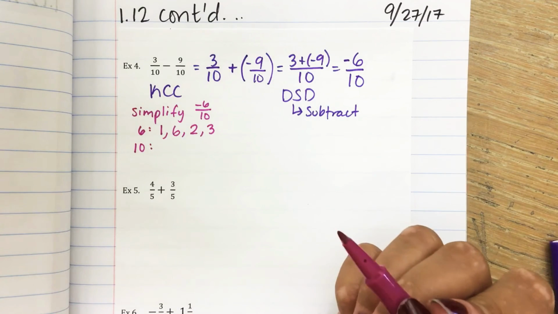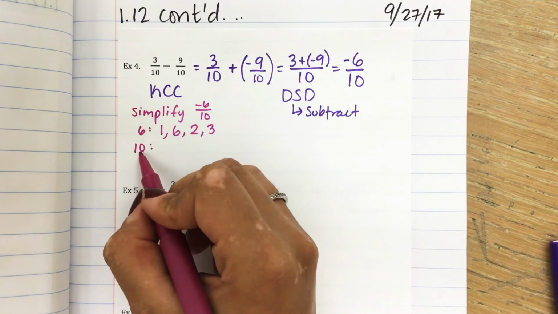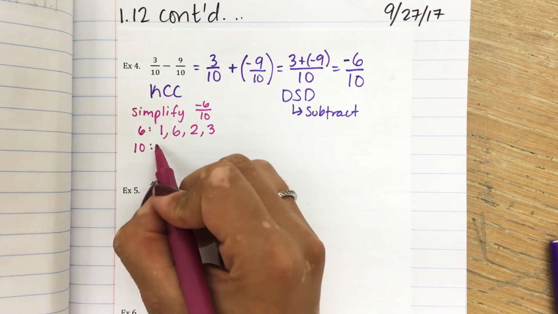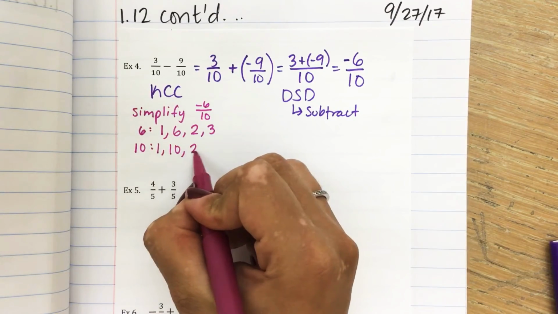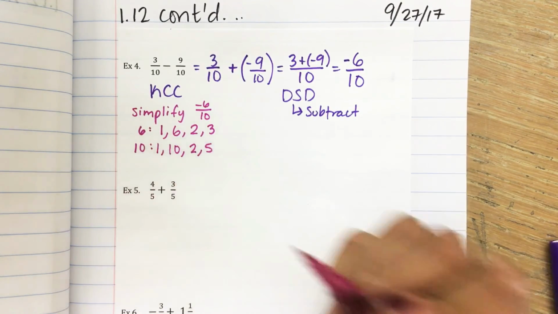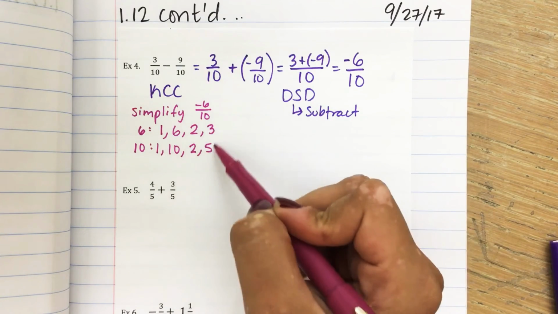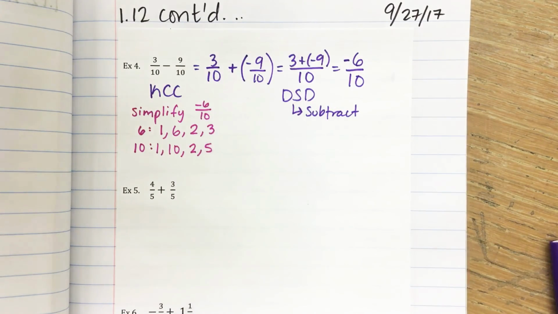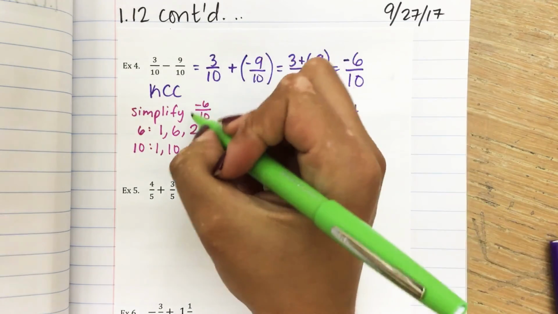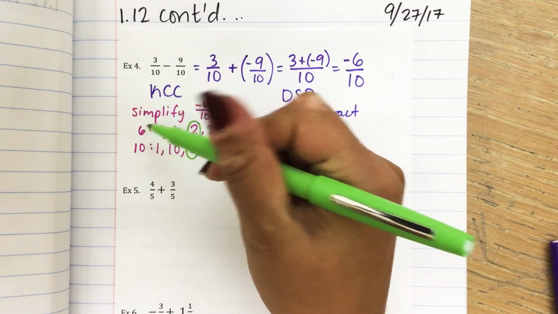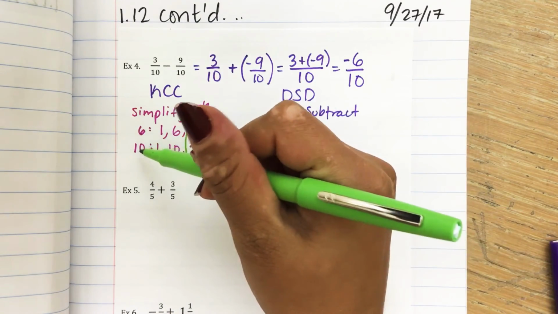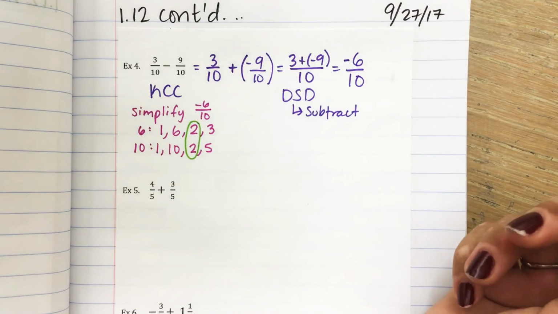Let's look at the number 10. Factors of 10: I know that 1 times 10 gives me 10, and I know that 2 times 5 gives me 10. So looking at these two sets of factors, which one do they have in common? Well, I can see that the number 2 goes into 6 and the number 2 goes into 10. So the number 2 is a factor of both of these.